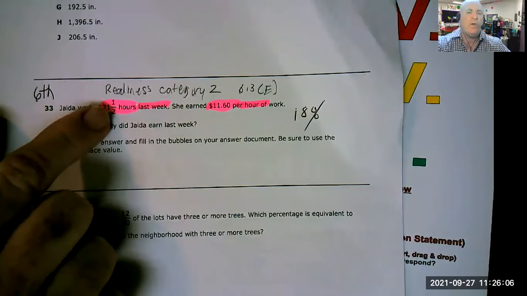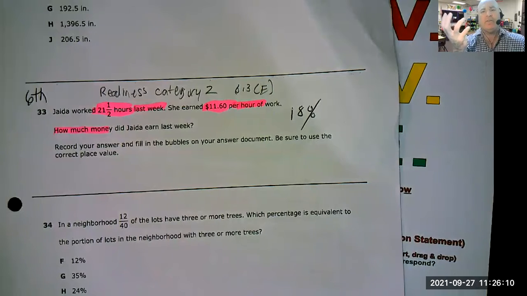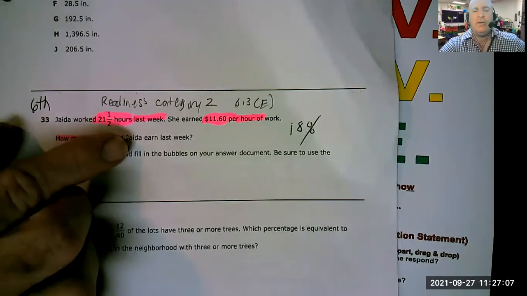Now, said Jada worked 21, and I'm going to hold my imaginary ball and bounce it on the floor. Jada worked 21 and 1.5 hours last week. She earned $11.60 per hour of work. And so every time your students say "and" with the fraction, they have to remember that they have to be able to convert that fraction to a decimal by dividing, and a percent by changing the position. So that's the cool thing about fraction to decimal to percent: when you're moving from left to right, fraction to decimal, divide. Decimal to percent, position. Just change the position of the decimal. I'm going to show you how to do that. And the question said, how much money did Jada earn last week?